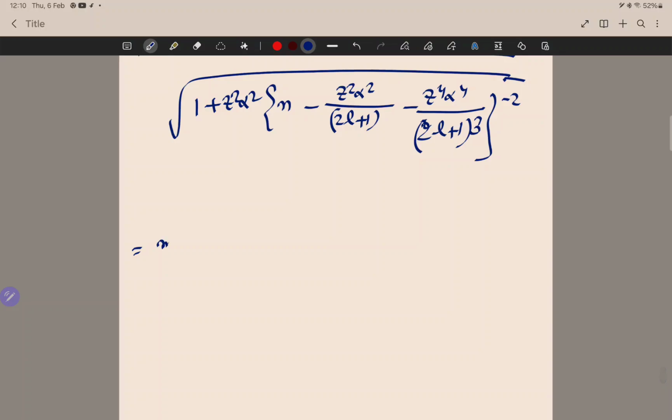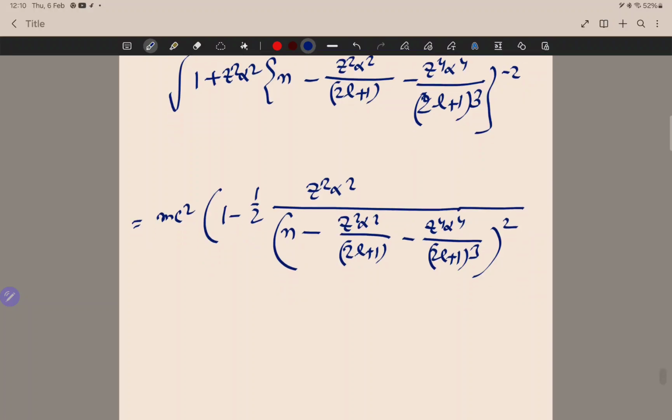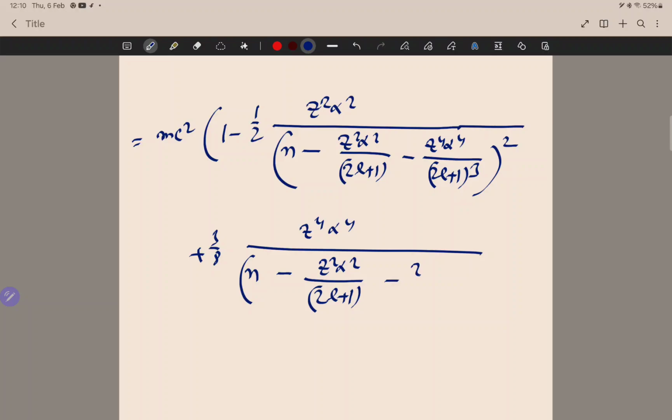So it can be written as mc square times (1 minus 1 by 2 z square alpha square divided by (n minus z square alpha square divided by (2L plus 1) minus z to the power 4 alpha to the power 4 divided by (2L plus 1) whole cube) whole square plus 3 by 8 z to the power 4 alpha to the power 4 divided by (n minus z square alpha square divided by (2L plus 1) minus z to the power 4 alpha to the power 4 divided by (2L plus 1) whole cube) to the power 4).